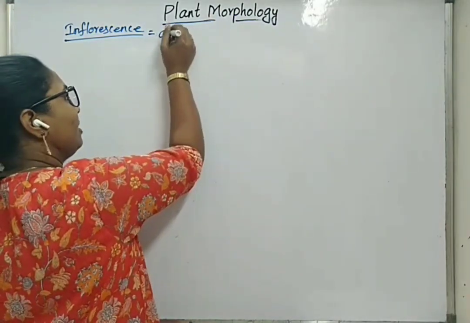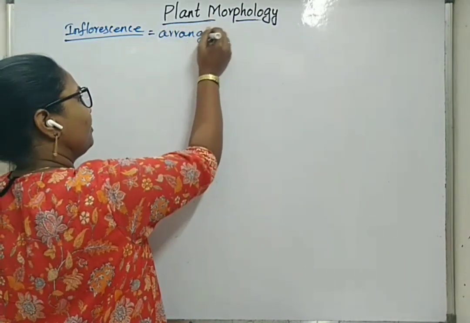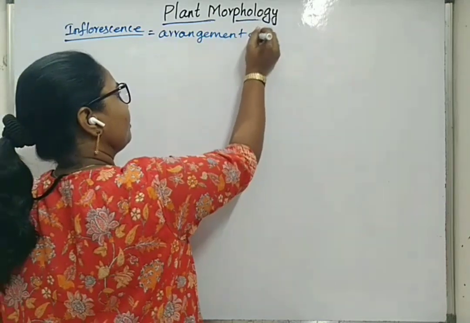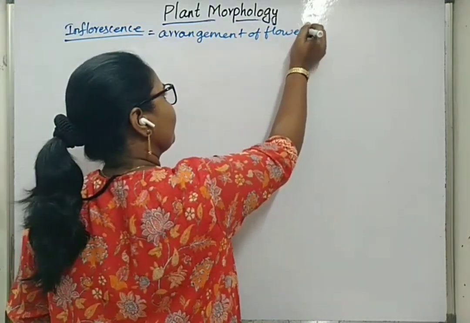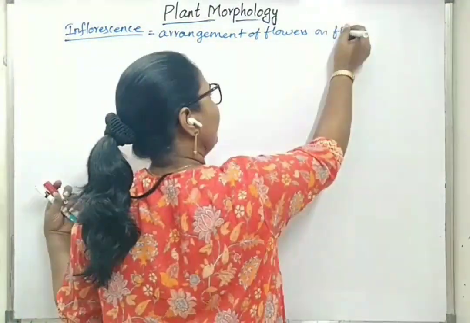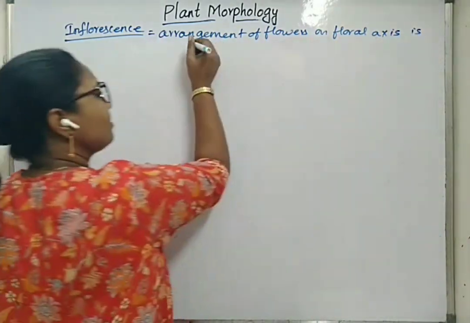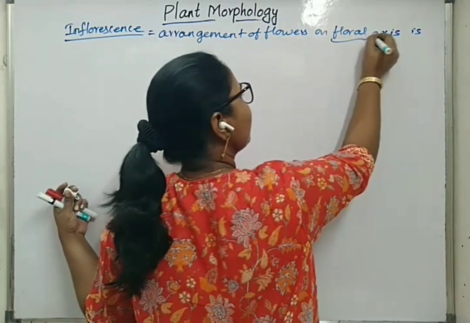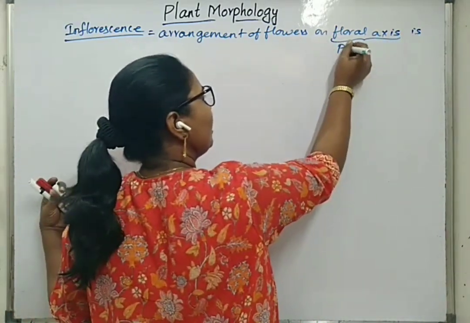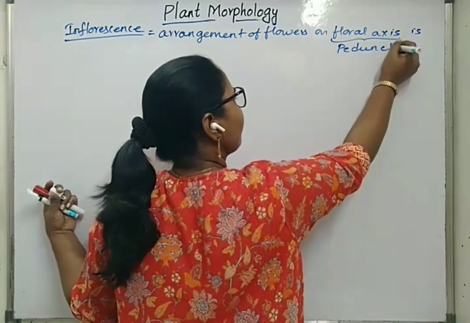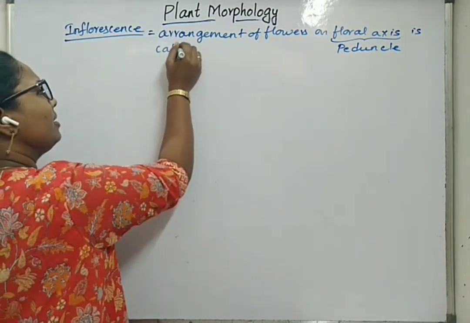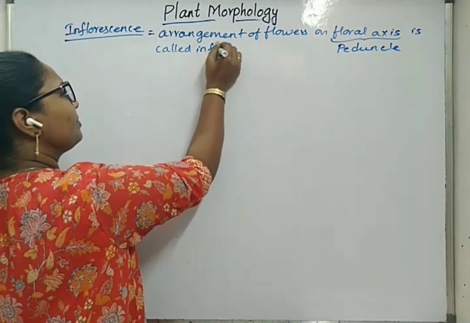So, arrangement of flowers on floral axis. Here floral axis is given one term called as peduncle, is called inflorescence.